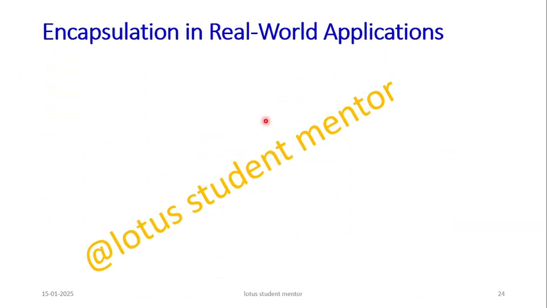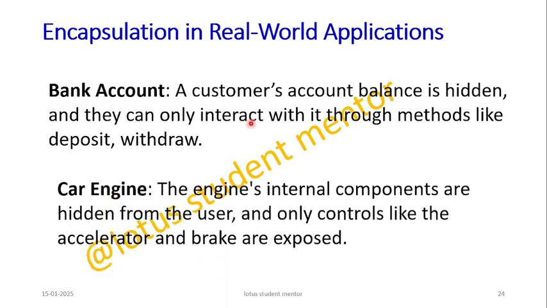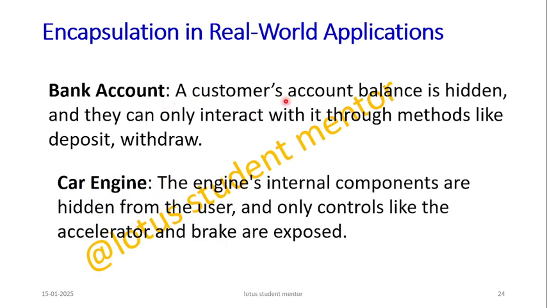Coming here, encapsulation real-world applications. There are mainly 2 applications mentioned here: one is a bank account, another is a car engine. In the case of a bank account, the customer's account balance is hidden and they can only interact with it through methods like deposit and withdraw. This balance hiding takes place in the case of encapsulation. The second example is a car engine. The internal components are all hidden from the user, and only controls like the accelerator and brake are exposed. Those are the real-world examples of encapsulation.